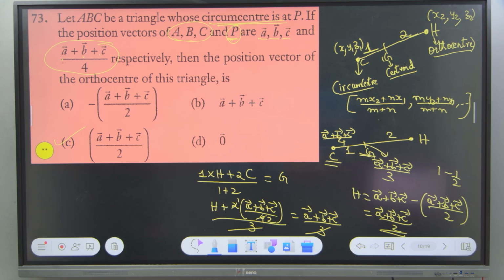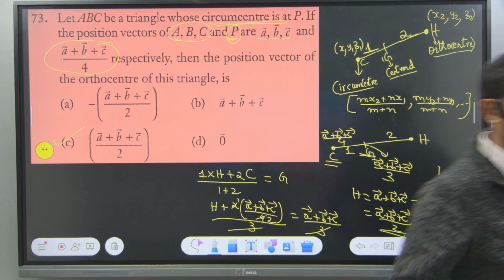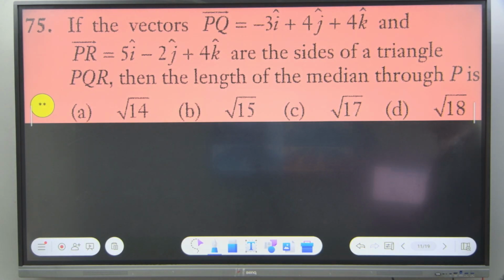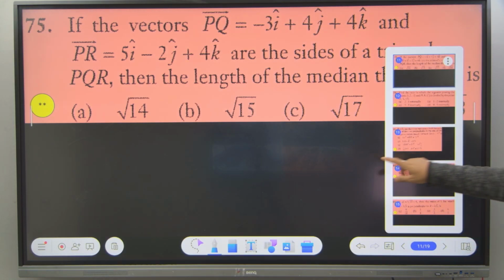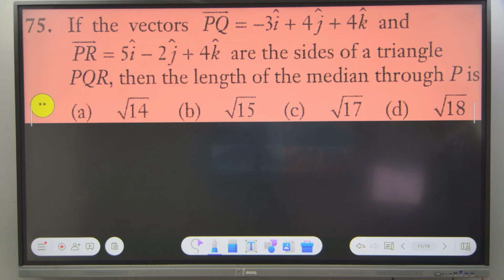We'll move to the next one. Okay, everyone has noted down? Yes, sir. Okay, one last question and then we'll stop. Yeah, we can do this. They're asking length of median, right? Okay, quickly. Yes, go ahead. Please read. Continue, start reading, no issues.